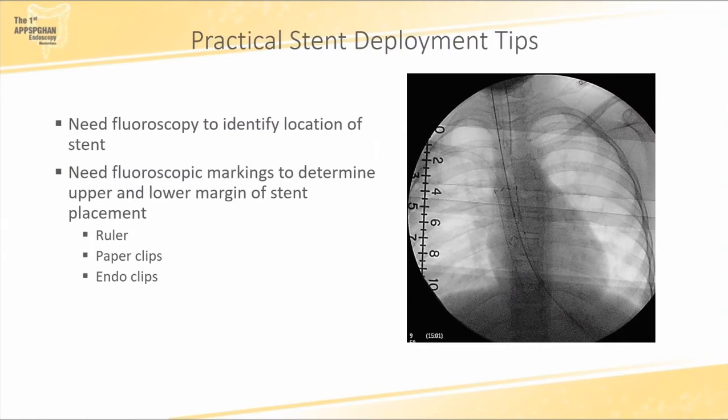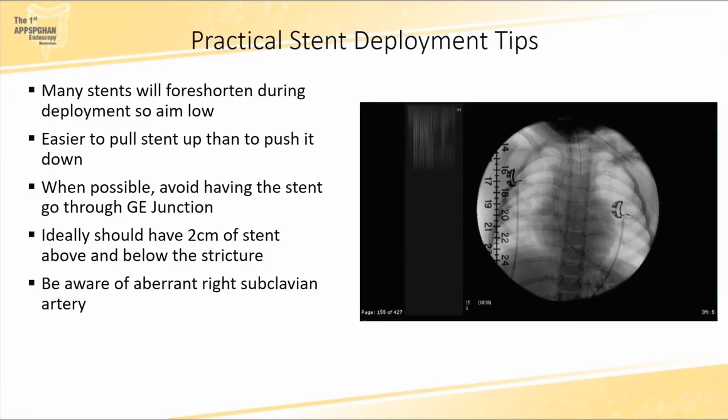Now, when you place a stent, you need to have fluoroscopy. You need this to help identify the location of the stent and use it for placement. Typically, I use a fluoroscopic ruler to help us use our markings, but people have used paper clips on the outside of the patient or placed an endo clip.